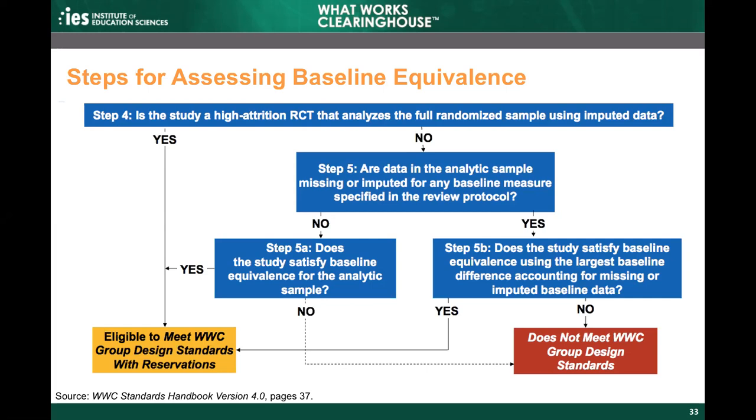There's a lot of different boxes here, but the reason for that is that there are two different steps, step 5A and step 5B, that are applied depending upon the particular scenario at hand, namely whether or not there's missing or imputed baseline data for a baseline measure that is needed to assess baseline equivalence. And the basic idea is that if you don't have missing or imputed baseline data for a baseline measure that you need to assess equivalence on, then you can use the standard procedures. But for any particular analysis, you're not going to apply both steps 5A and 5B. It just depends upon the particular scenario at hand.